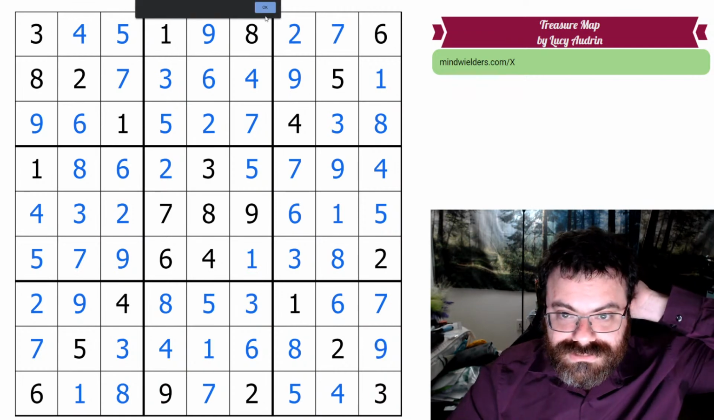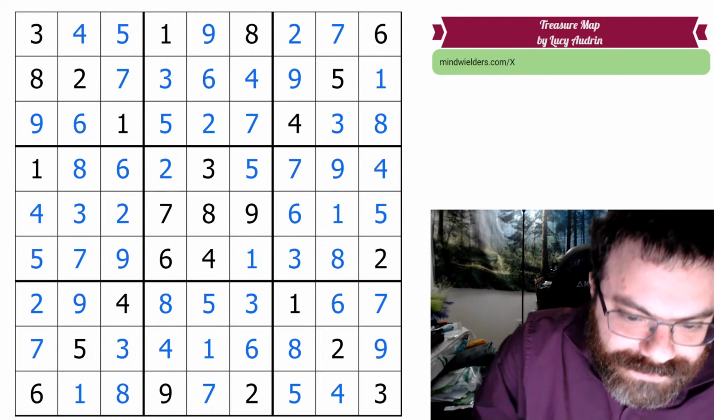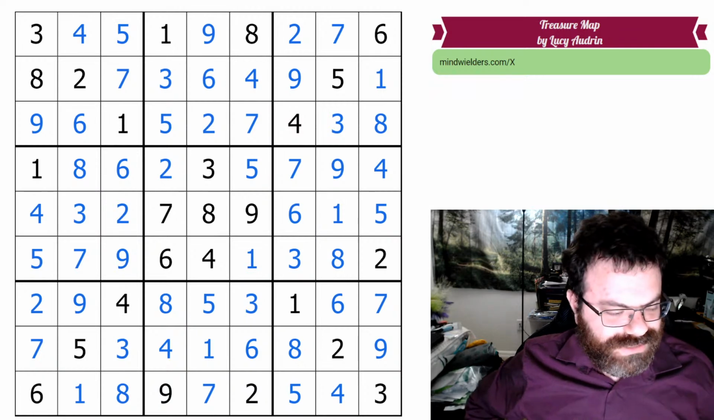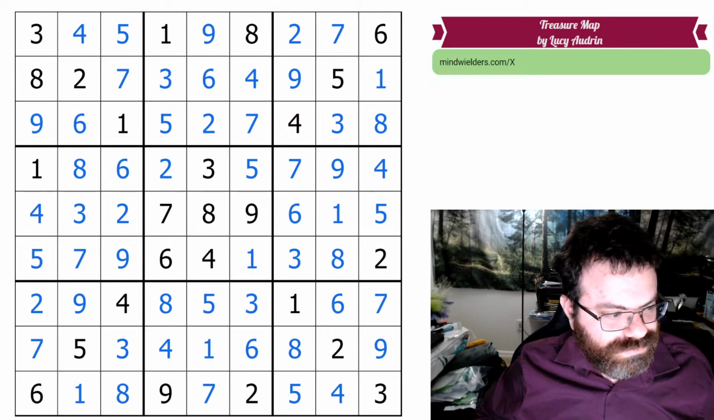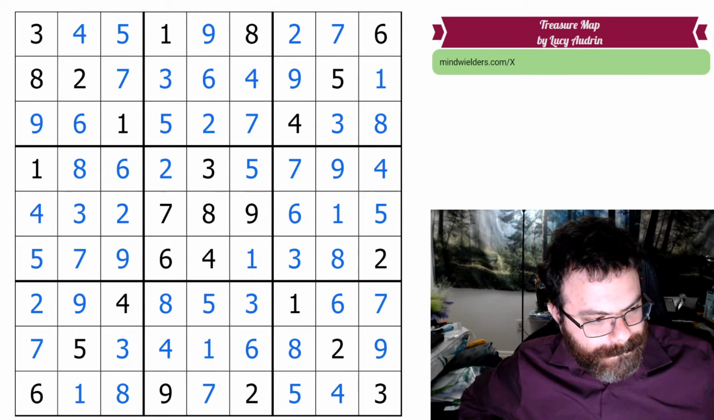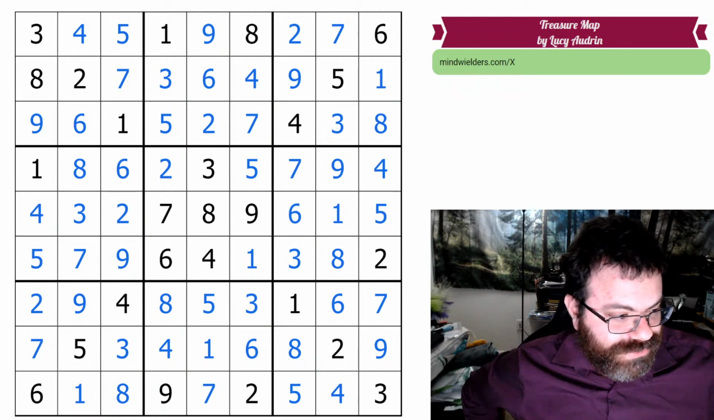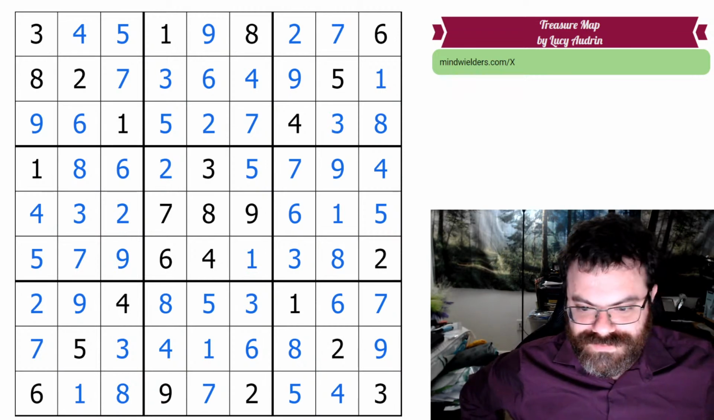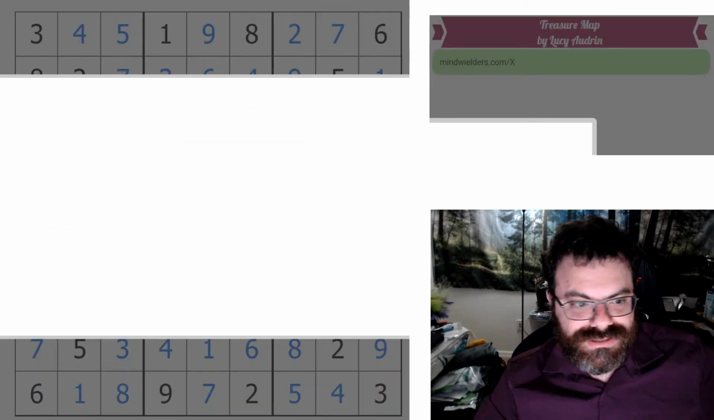Wow, all right. So we got a swordfish on 6s and then what I'm going to call a finned Y-wing. Pretty cool. I'm sure Lucy probably had some other thing in mind, but that was neat. Now we put the X back. Alrighty.